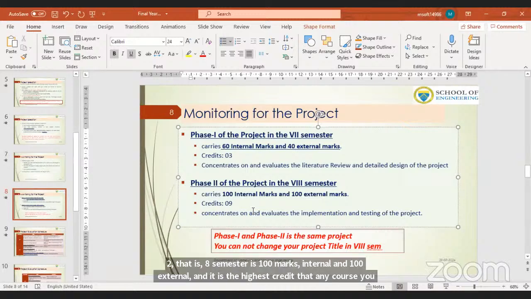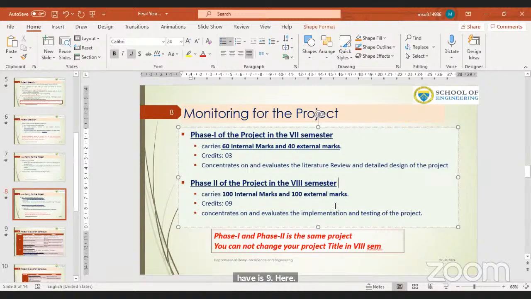And this one concentrates on evaluation of your complete project implementation. So phase 1 and phase 2 are the same project. You are not supposed to take up a new project in the 8th semester. So that means that you need to take up a project that is big enough for 3 to 4 students to work for 10 months.